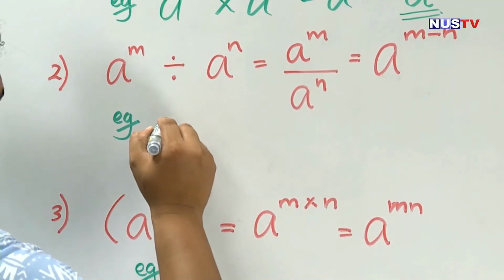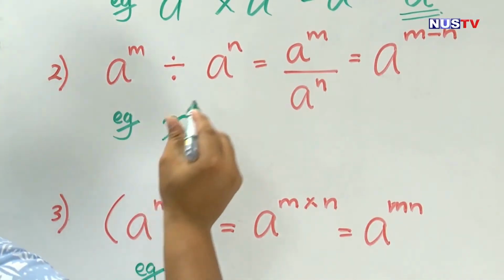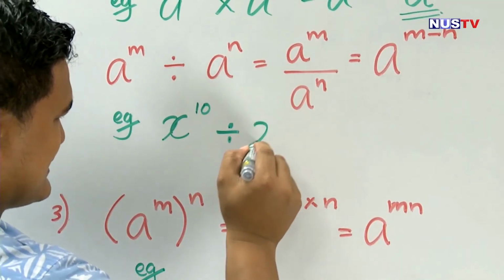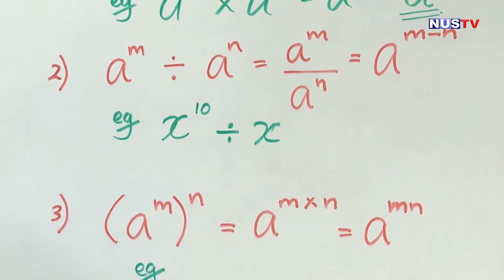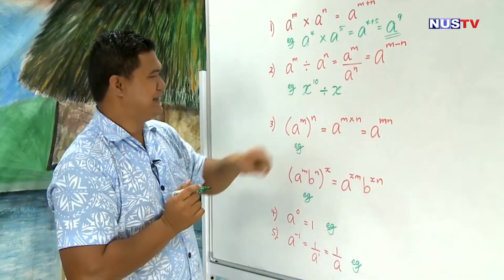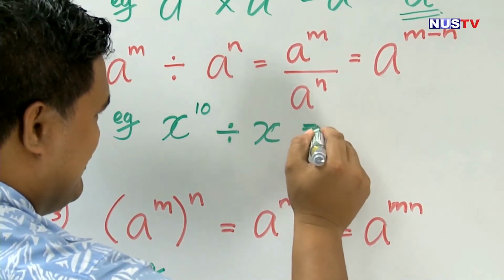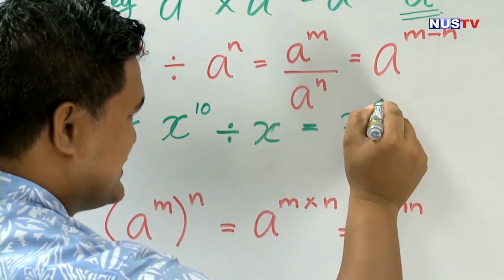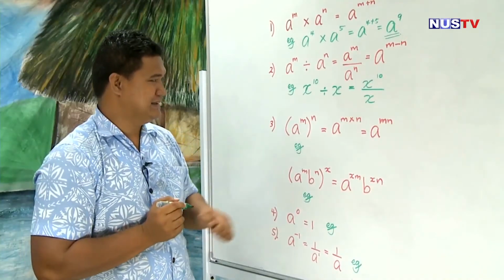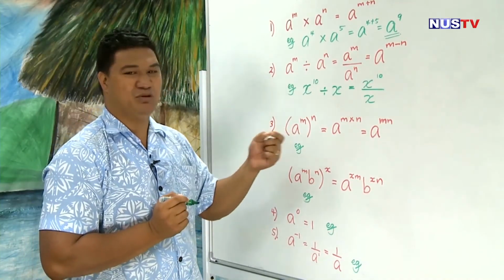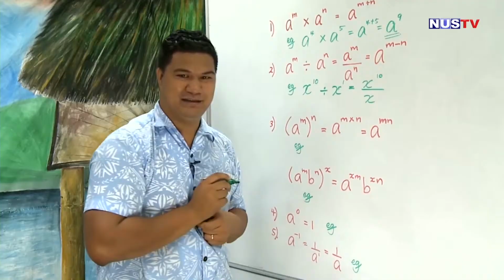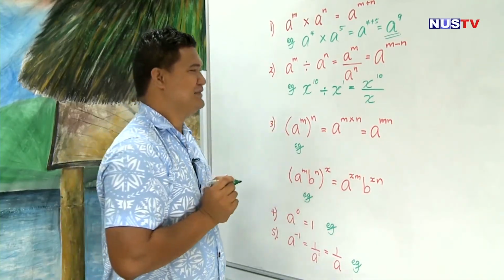Say we have x to the power of 10, and then we want to divide it by x. So now we have x to the power of 10 divided by x. This can be rewritten in this form as x to the power of 10 over x. Remember, x here has an invisible power of 1. So x here, we can say, is x to the power of 1. So x to the power of 1 is just the same as x.